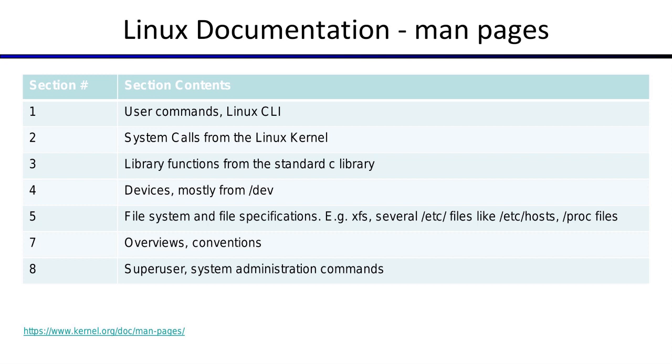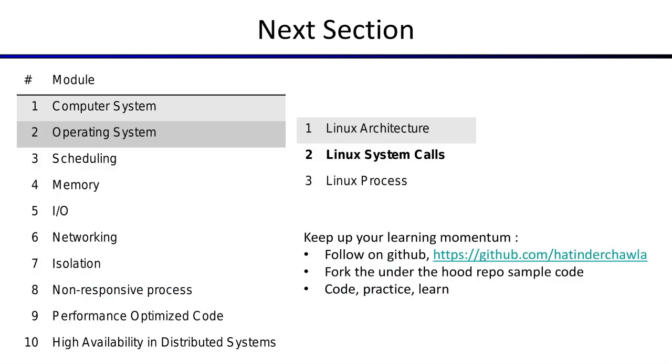The other sections, section 7 is about overviews, conventions that are used. And section 8 is about system administration commands that are only used by super user, root users, specifically for administration purposes. That sums it up for Linux architecture at a high level. Within this same module of operating system, we will still be covering the next section on Linux system calls and on Linux processes. All right.